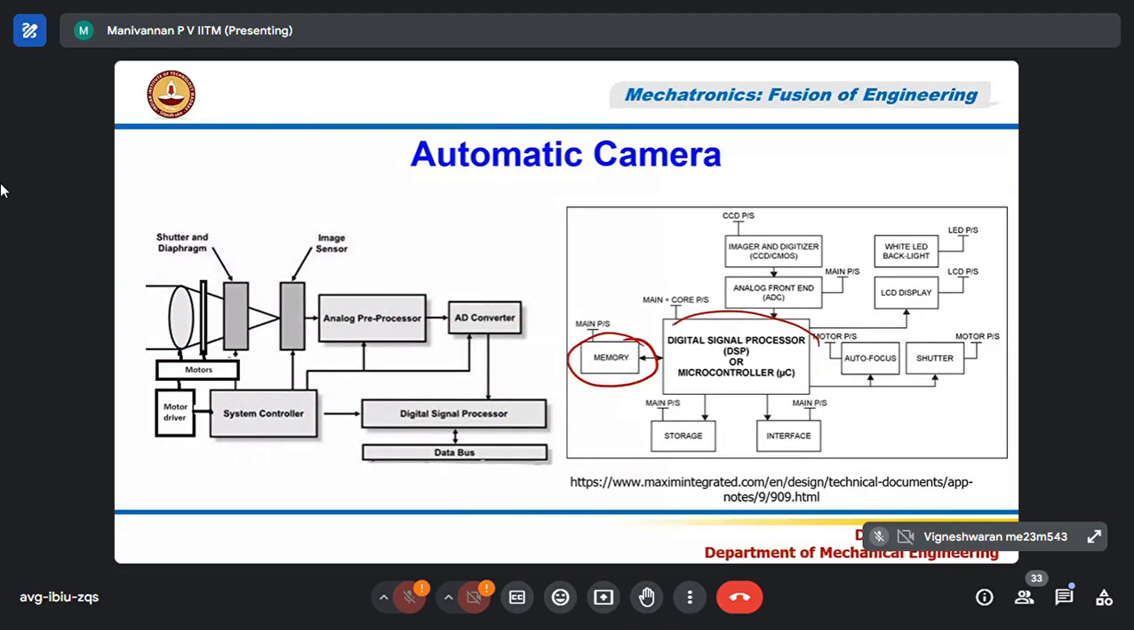This is the main controller, or microcontroller, the DSP processor, which controls these motors and also does the picture taking and storing of information. So you have the autofocus motor, shutter open motor, and then the iris control motor. Then the image will be stored. This is how it works. So this is an example of an automatic camera.